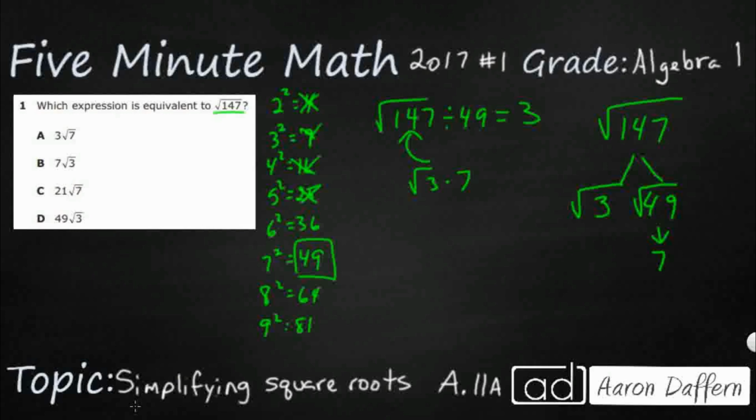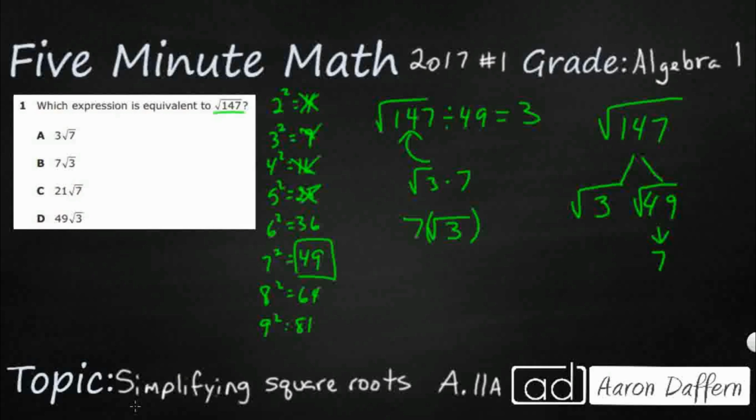Now typically when we write it, we put any integers on the front side. So we end up writing it like this: 7 square root of 3. Think of it like it's got parentheses: 7 times the square root of 3.